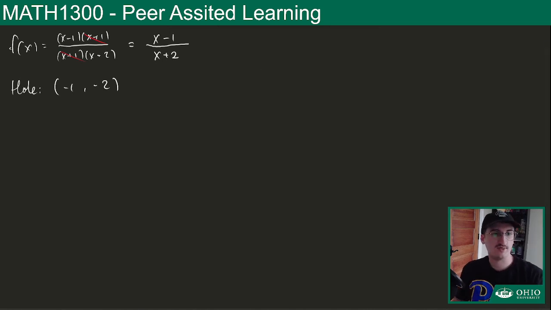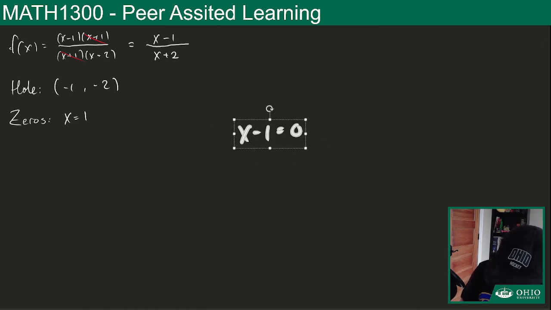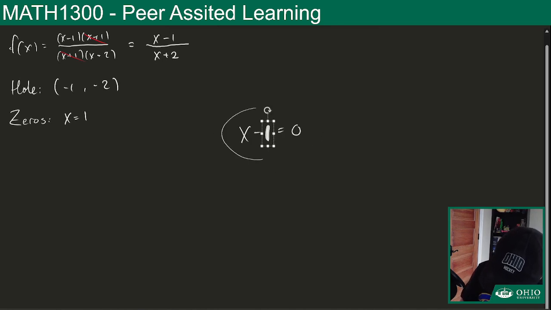Okay, so let's keep going. I want to then set the numerator equal to 0 and solve. These are the zeros of my function. So if I set x minus 1 equals 0, I just get x equals 1 as my zero. So that's easy enough.